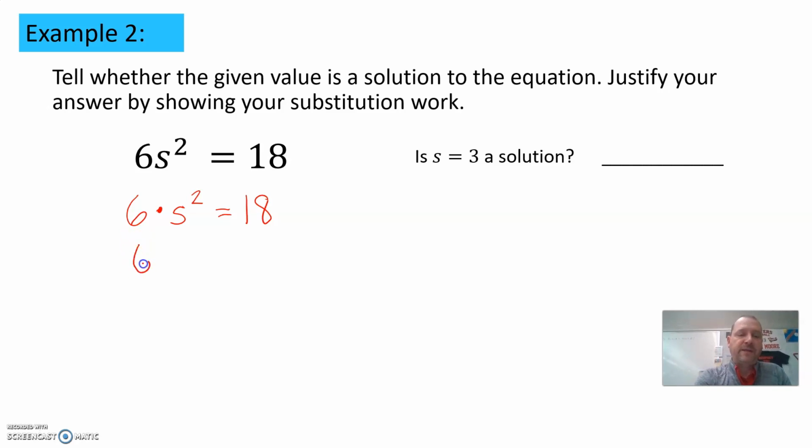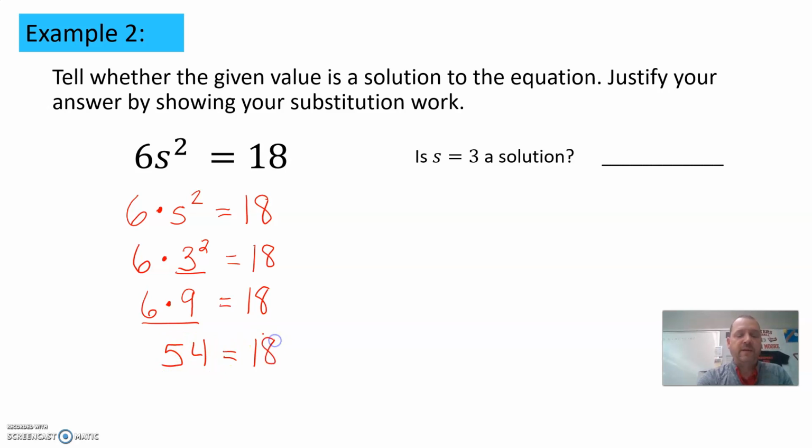I'm going to substitute for s right now, so 6 times, I'm substituting 3 for s squared equals 18. Well, I know that 3 squared means 3 times 3, and I know from my order of operations I need to do exponents before I multiply. So 3 times 3 is 9, and 6 times 9 equals 18. Now I'm going to do 6 times 9. 6 times 9 is 54.